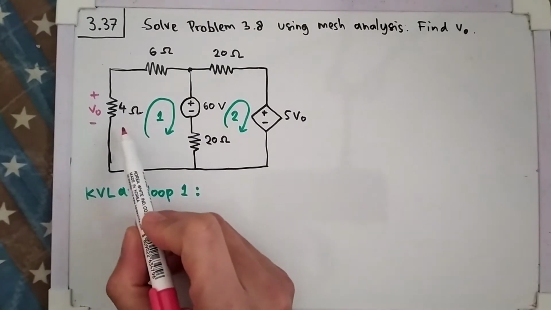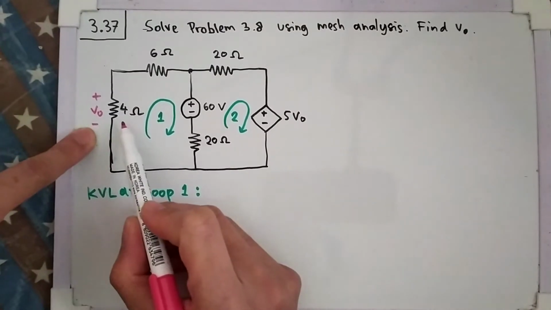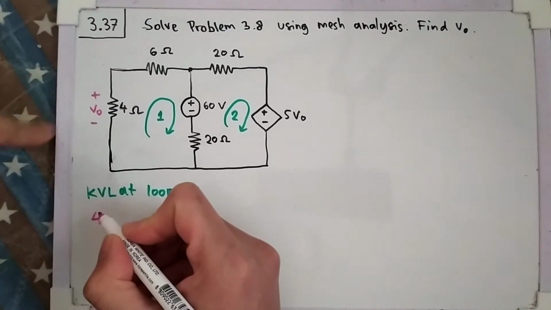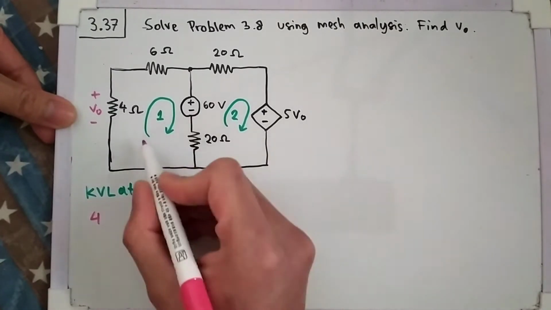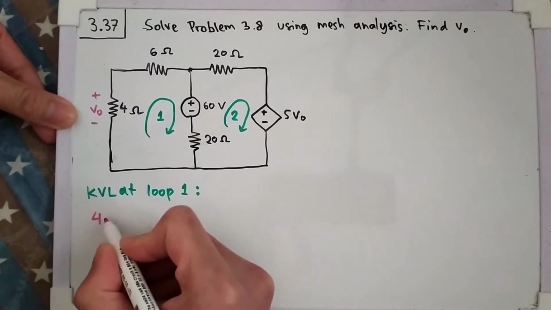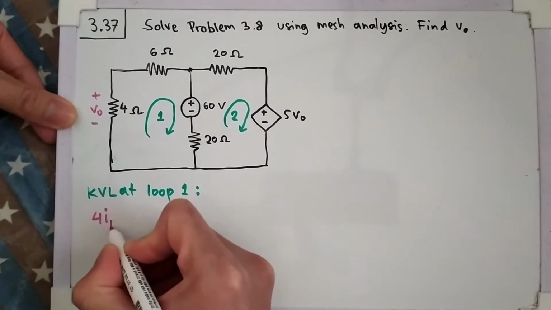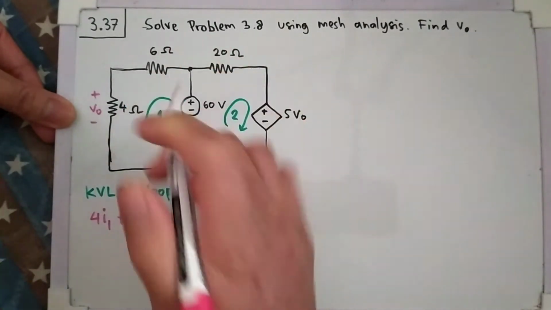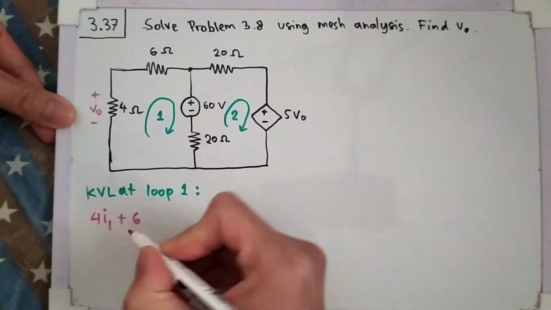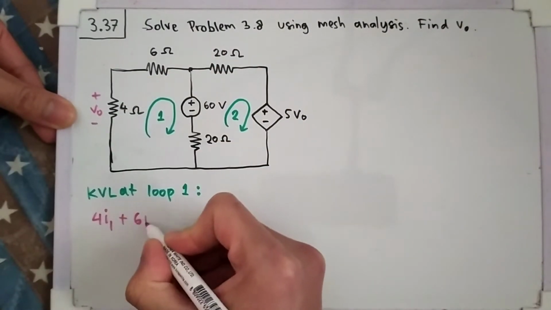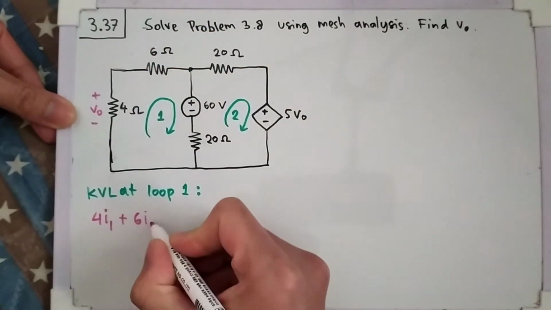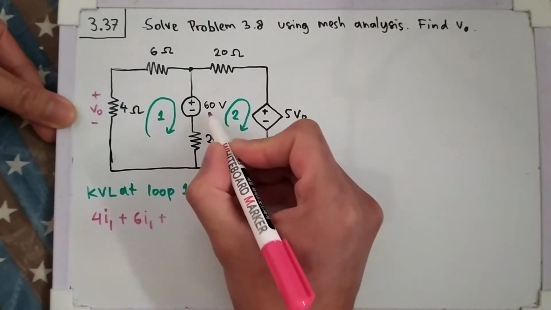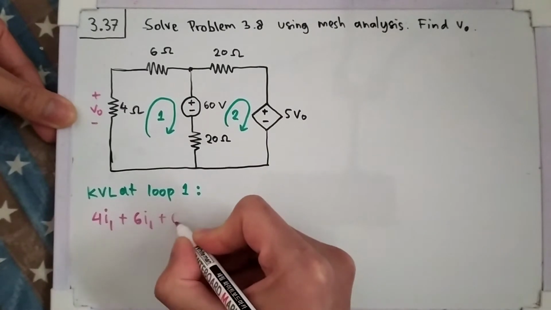We will start at this component. It is 4 ohm, so we will have 4, but this is resistance and we need voltage, so we need to multiply it by the current. The current in this loop is I1, and this one also, same. This is a 6 ohm resistance, but we need voltage, so we multiply it by current, and the current here is only this one, so it is still I1, and this is 60 volt. It is already voltage, so we don't have to do anything here.